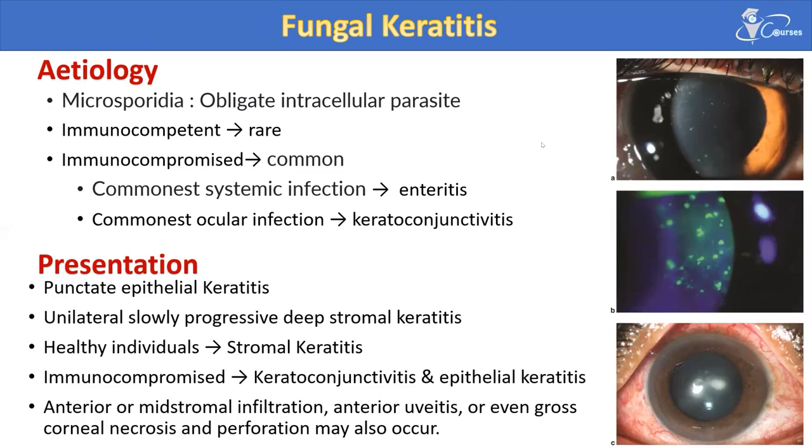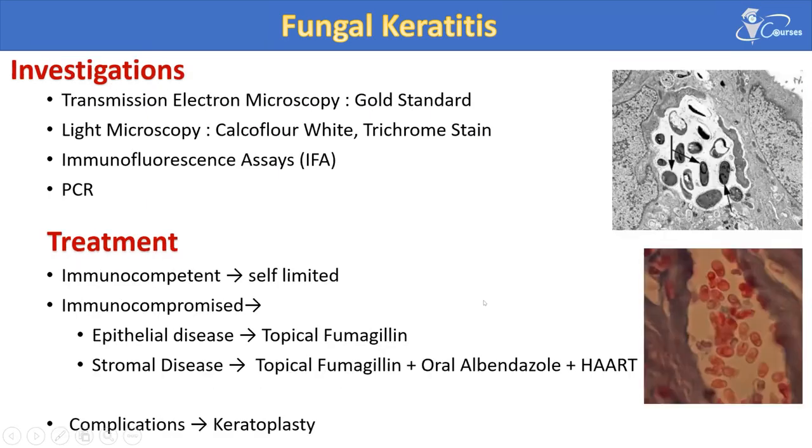Okay, so again, we are continuing with microsporidial keratitis. What will be the different presentations? We said that it will cause stromal keratitis or epithelial keratitis, and can cause other manifestations like anterior uveitis or corneal necrosis or perforation, especially in the immunosuppressed. So how would we investigate? If you see a patient like that, it will be very difficult for you to diagnose it. So you need some sort of investigations to confirm your suspicion.